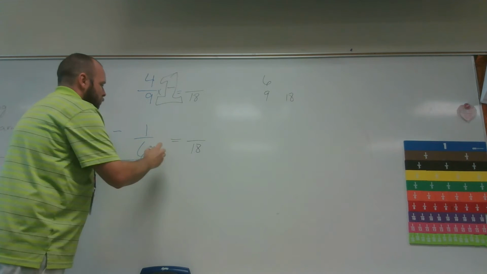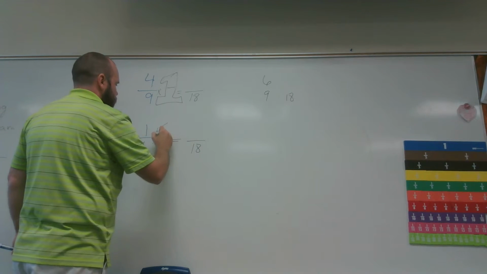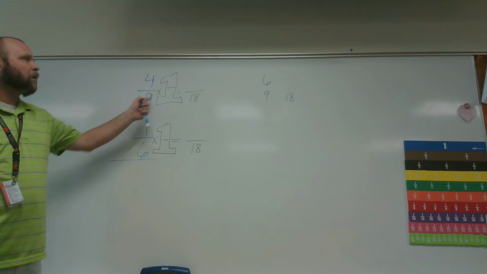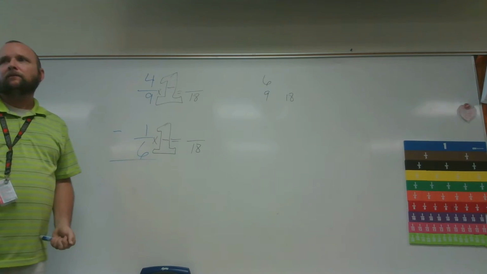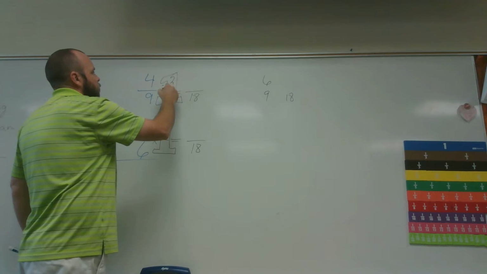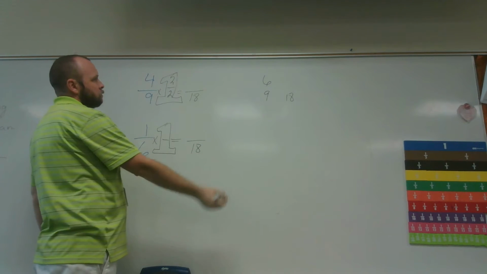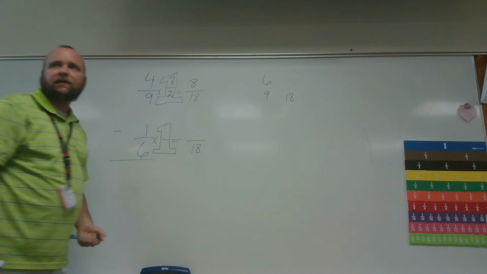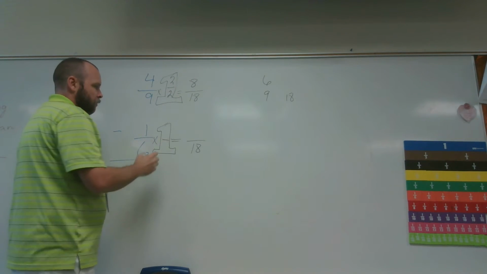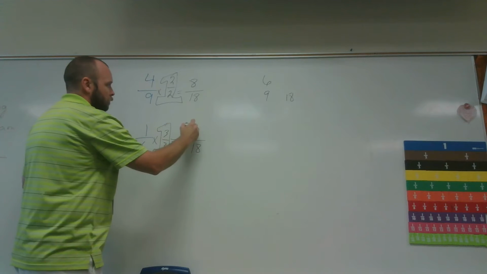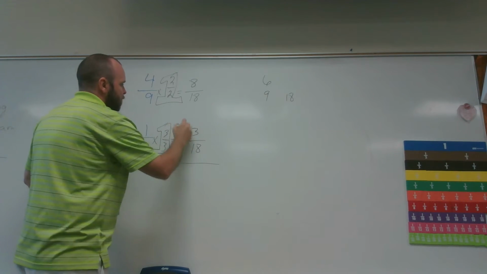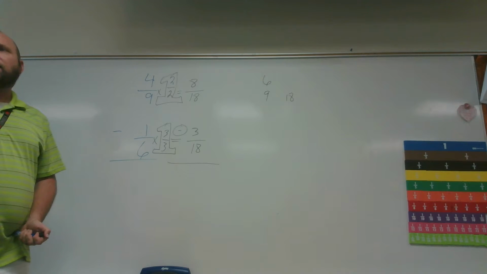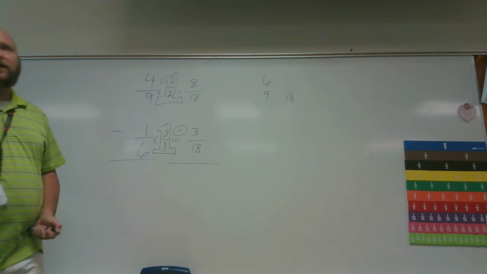What do I multiply by 9 to get 18? 2. So 4 times 2 is 8. What do I multiply by 6 to get 18? 3. Subtraction: 8/18 subtract 3/18 is 5/18.